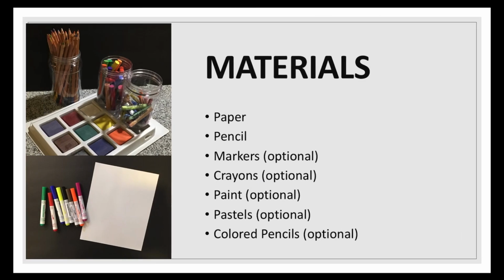Some of the materials listed for this project are optional, but the materials that you will need is a piece of paper or something to draw on. You will need something to draw with. I recommend a pencil in case you make a mistake, then you can use your eraser to erase it. Markers are optional, crayons are optional, paint is optional, pastels are optional, and colored pencils are optional. I always encourage you to add color to your pictures, but if you do not have those materials, you do not have to worry about it.